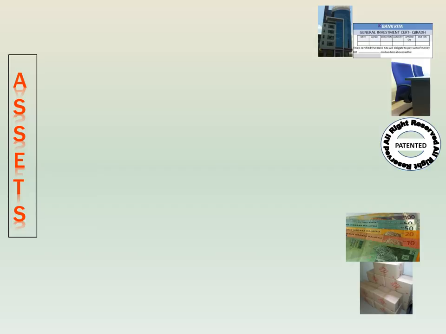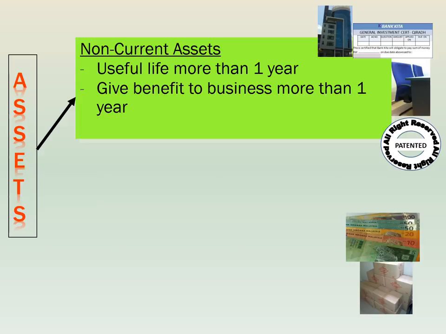So there are two types of asset. One we call non-current assets, whereby the assets that we own, we expect to bring benefits to the business. And for non-current assets, the benefits should be more than 1 year. For example, the building, the useful life of the building is definitely more than 1 year. And of course, the benefits that can be derived from the building, we can run the office there for more than 1 year. Of course, it will be a non-current asset.